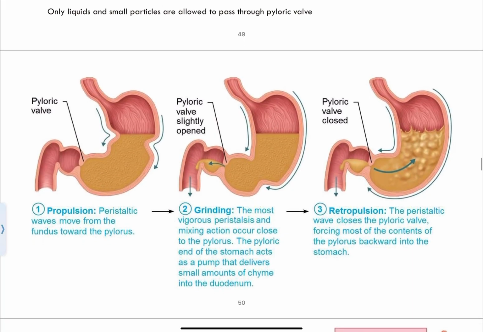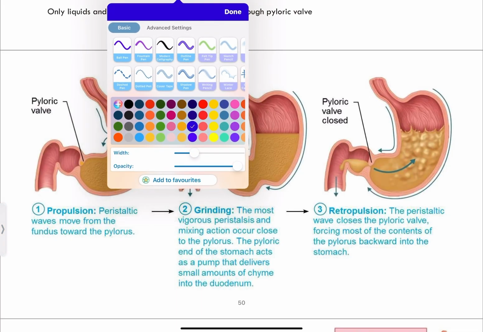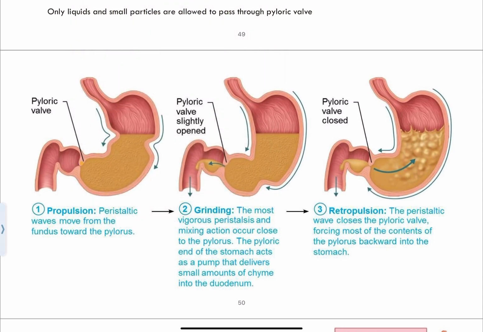So this is kind of what I was telling you just now. We have propulsion where we're using the peristaltic waves to move from the fundus towards that pylorus. This is our pylorus over here. And as we do that, we move it towards that pylorus over here. We can allow about 3 milliliters to go through the pyloric valve and into the duodenum here.